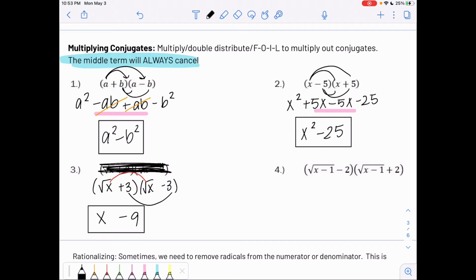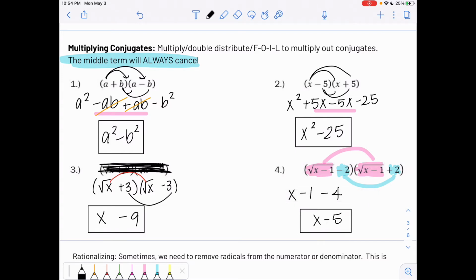All right, same thing for the next one. I'm going to take the square root of x minus 1 times itself, which will just give us x minus 1. We just talked about how when you take a square root times itself, it gets rid of the square root. Then we're going to take the negative 2 times the 2, and you get negative 4. And then we just simplify what we have left over. So we would have x minus 5 when you multiply those conjugates together.